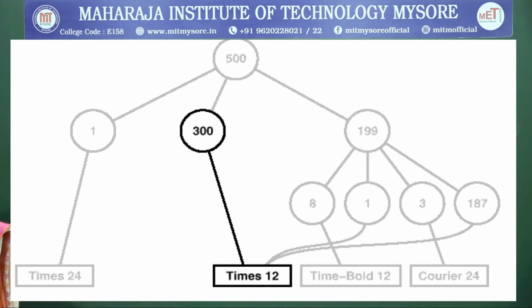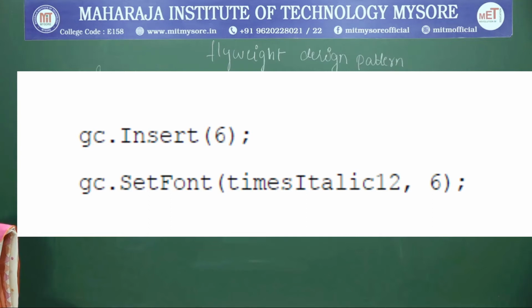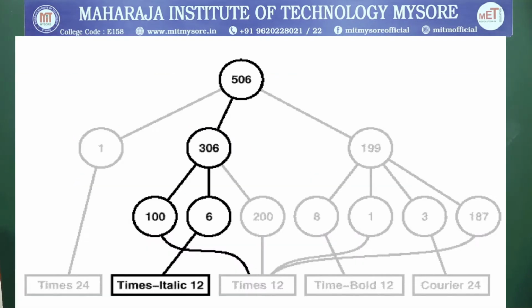Suppose we had the word "don't", including the trailing space, in 12 point Times Italic before "expect". The following code informs the GC of this event, assuming it is still at index 102. So if I call GC.insert(6), GC.setFont(timesItalic12, 6). Then the B-tree structure will be updated like this. So Times Italic 12 will be like this. You can just see it in the diagram.